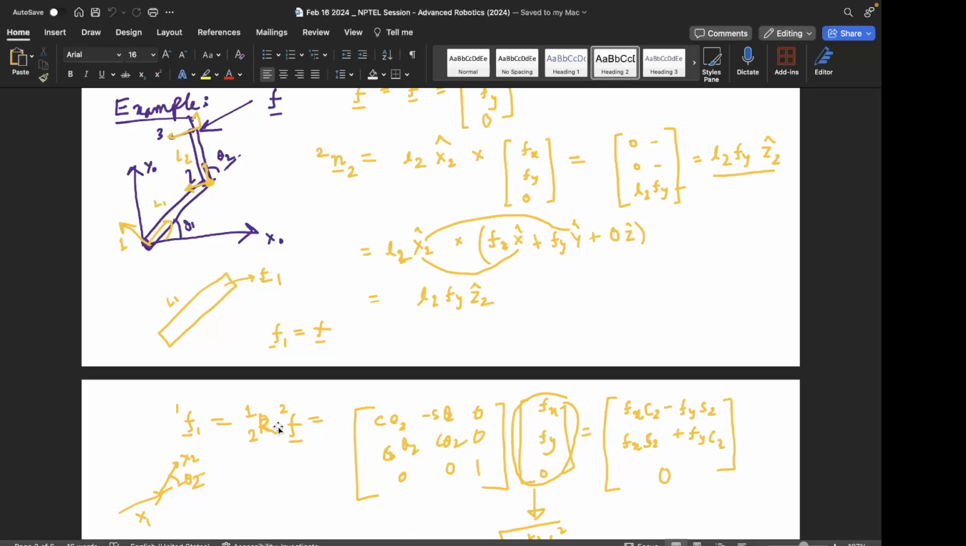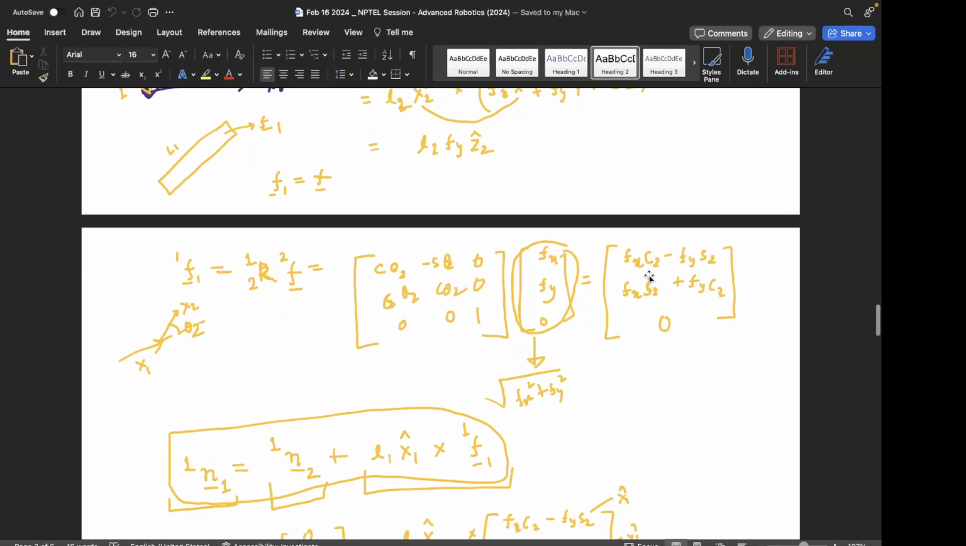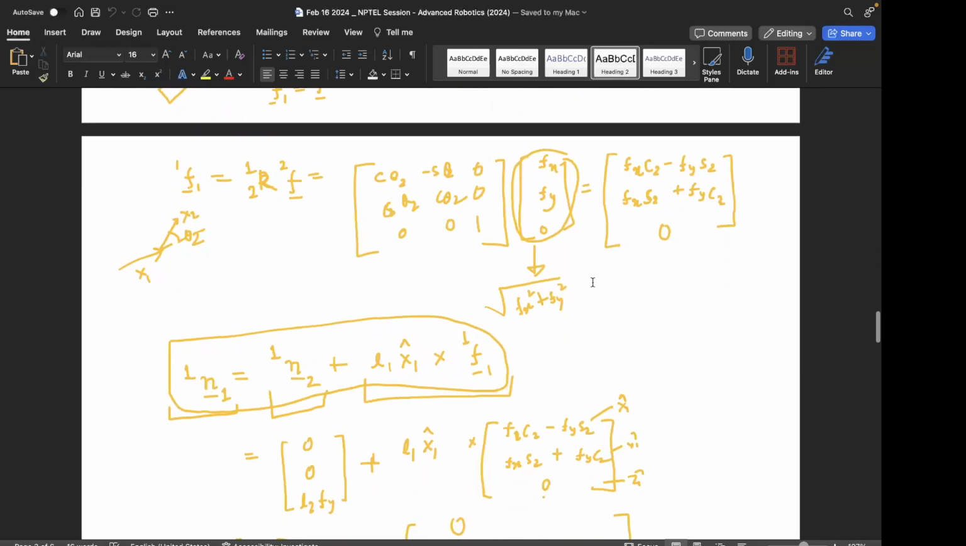On the right hand side, the force vector is in the second frame. On the left hand side, the force vector is in the first frame. The rotation matrix is given like this because it's a rotation around the z axis, so the third row, third column component is 1, and the rotation is by angle theta 2. So the usual rotation matrix with cos theta 2, minus sin theta 2, cos theta 2 is there, and we multiply to get the expression of the force on link 1 expressed in the first frame.